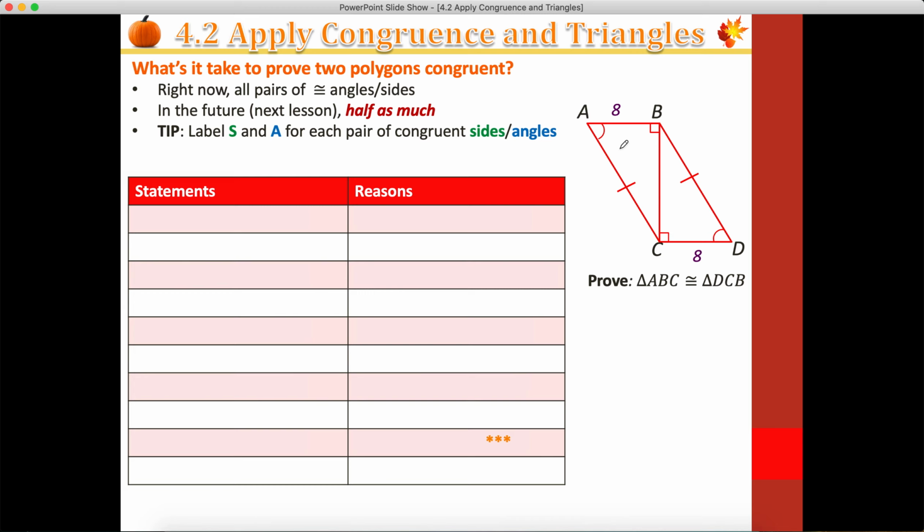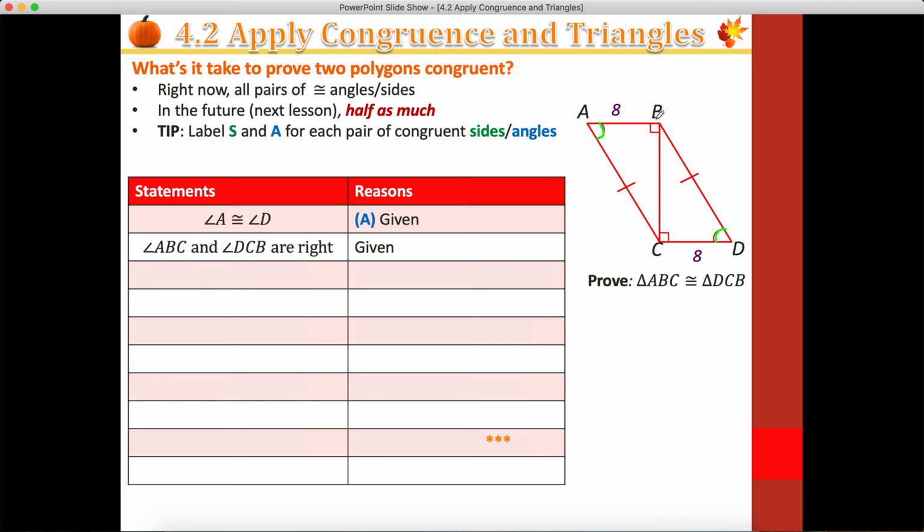If I want to show that there's 6 pairs of congruent angles and sides, we'd probably have to keep track of that in some way, because that's a lot of stuff and it's easy to get lost. So my suggestion to you is to label each pair of congruent sides as an S, and label each pair of congruent angles as an A. You'll see what I mean once we get started, but let's start with the obvious stuff. We're straight up given that angle A is congruent to angle D, right here. That's one thing out of 6 down.